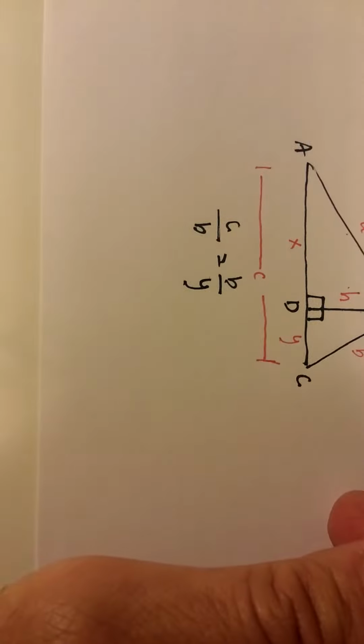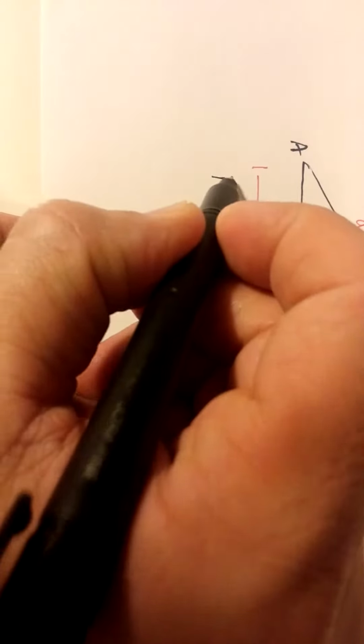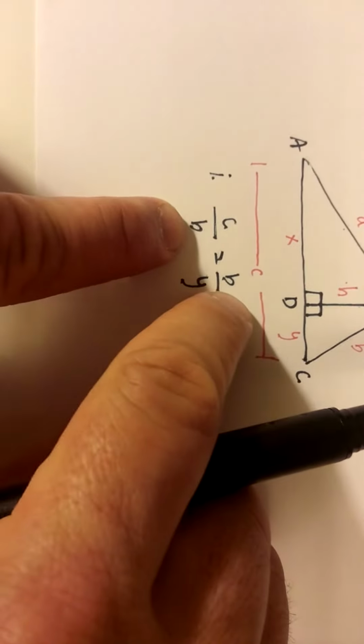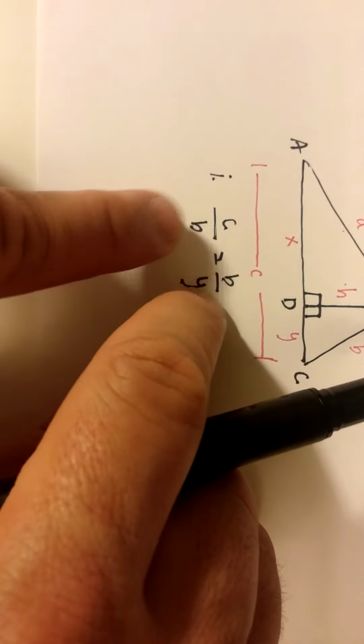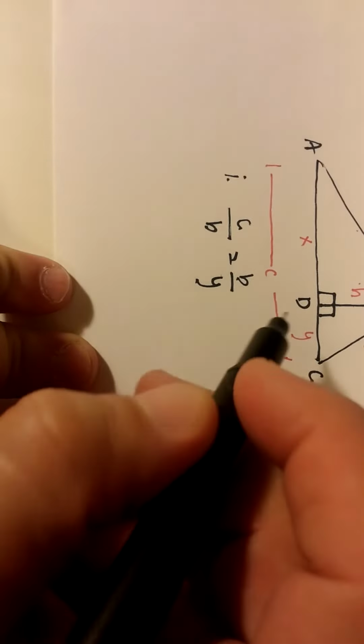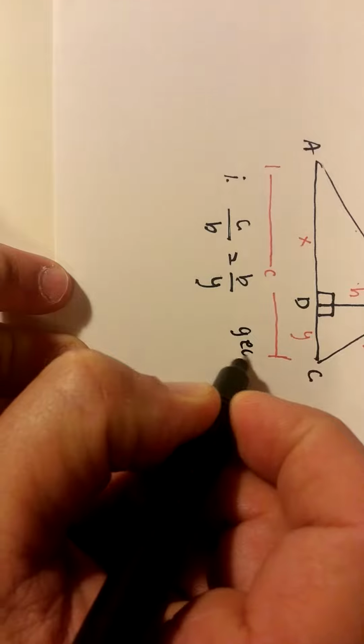Okay, now why did I choose those? Because you might have noticed, if you remember what a geometric mean is, it's when the same variable is in the numerator and the denominator in a proportion like this. All right? So that's called a geometric mean.